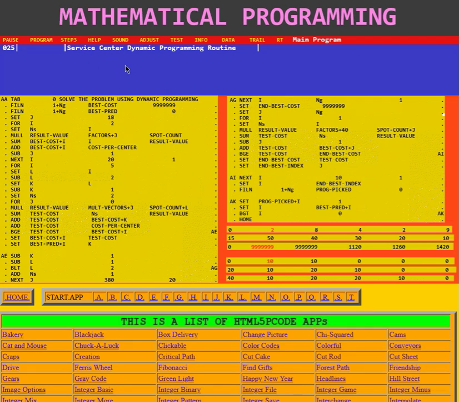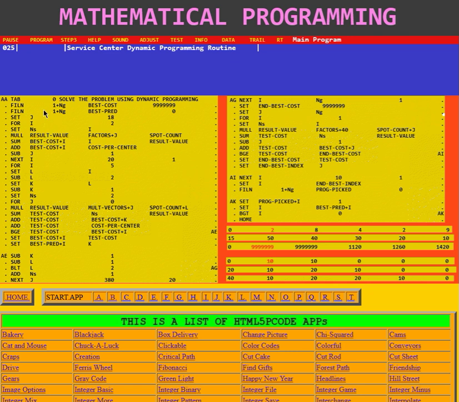This is the video for Service Center Dynamic Programming Routine. The routine starts over here on the left and ends up over here on the right, and below it are some lists that are used by this routine.